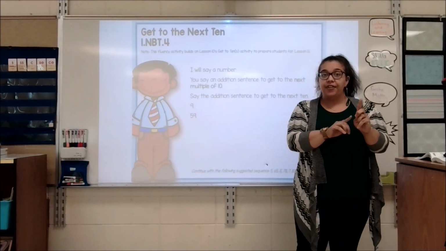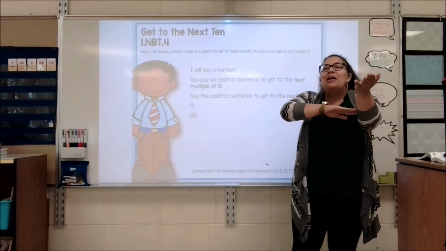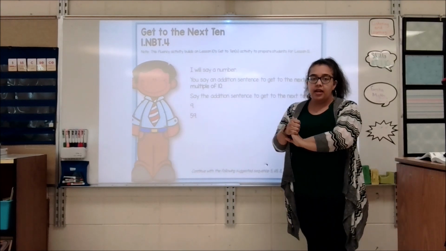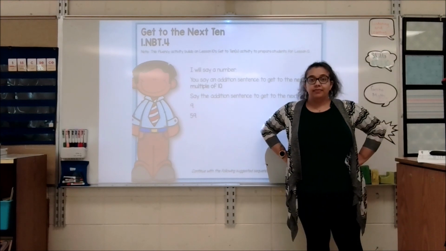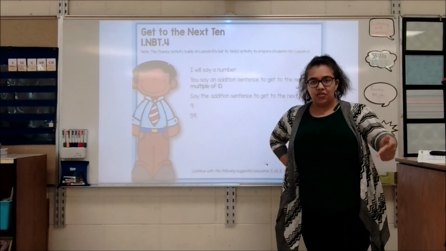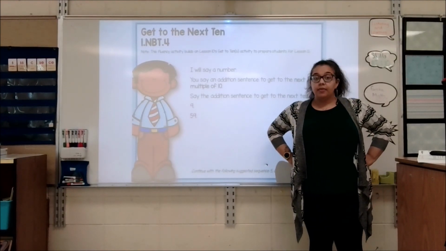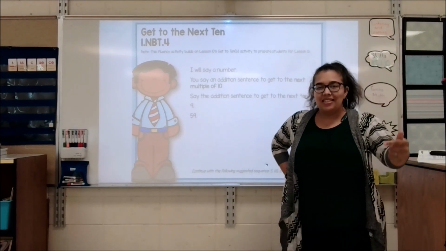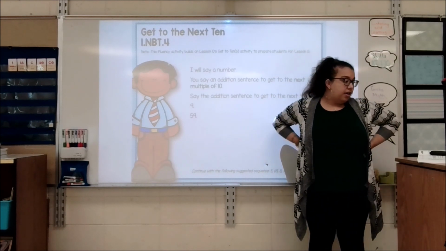If I say 59, you would say plus 1 is 10. All right, you ready? Okay, so next we have, let's go ahead. So 5 plus 5 is 10. Good. 65 plus 5 is 70. Good. That's the next group of 10. Good, good, good.